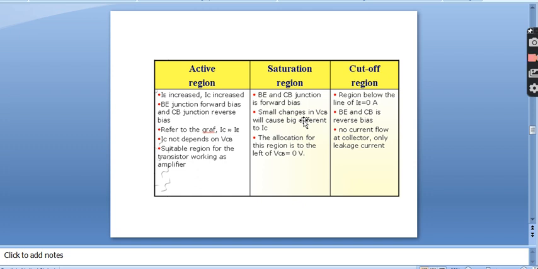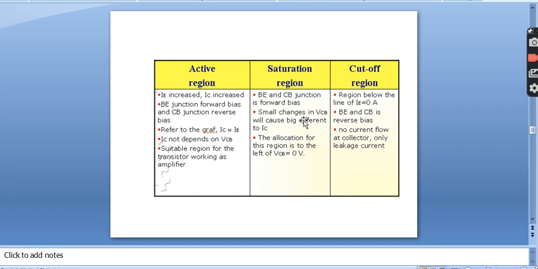When we are increasing the IE, IC increases. So in this active region, the output current is referred to as IC. The collector current IC is approximately equal to IE. That means IC does not depend on VCB. Irrespective of the changes in voltage drop from collector to base, the IC will be maintained constant.